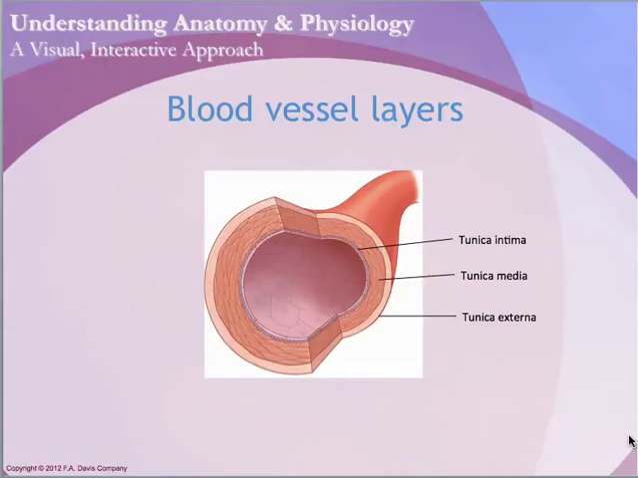The tunic media is the middle layer, composed of smooth muscle and elastic tissue. It really is what allows the blood vessels to change diameter. So these blood vessels can dilate or get bigger, or they can constrict and get smaller. The smooth muscle in this layer is controlled by the autonomic nervous system. Then we have the tunic externa, the outermost layer, strong, flexible, fibrous connective tissue, and this really is to support and protect the blood vessel.